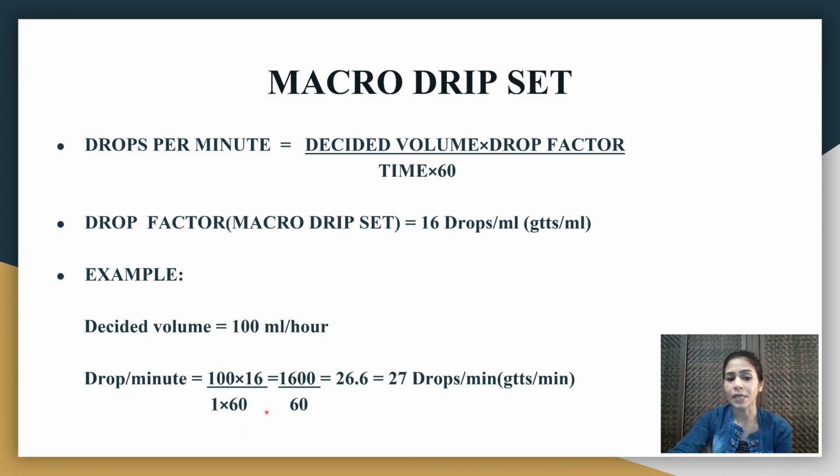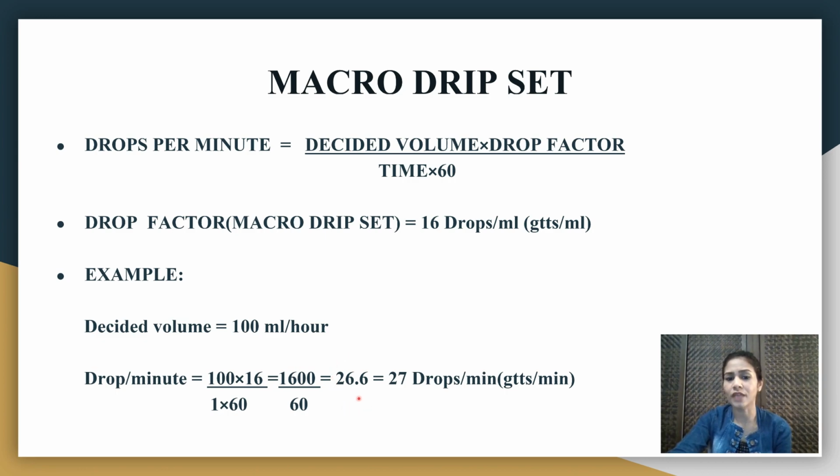So 1, I am converting this to minutes. So 60 minutes is equal to 1 hour. So I am multiplying this with 60, is equal to 100 into 16, 1600 divided by 60 is equal to 26.6. Again, you cannot keep 26.6 in an IV set. So here always we should know to round up the values.